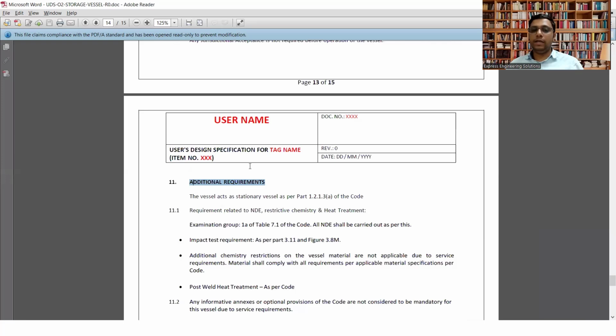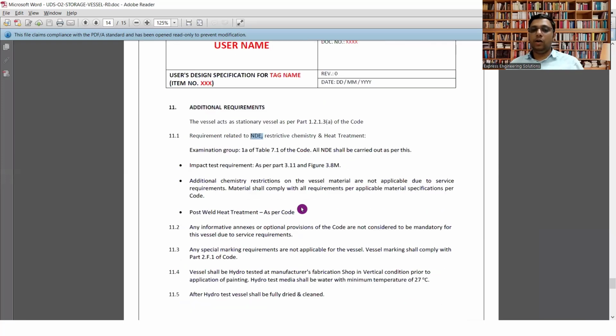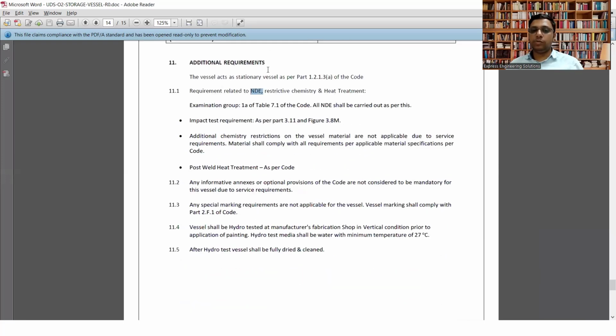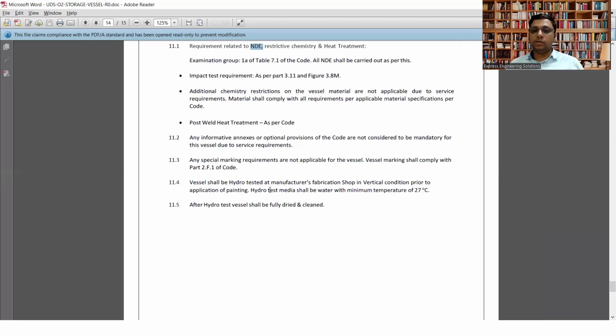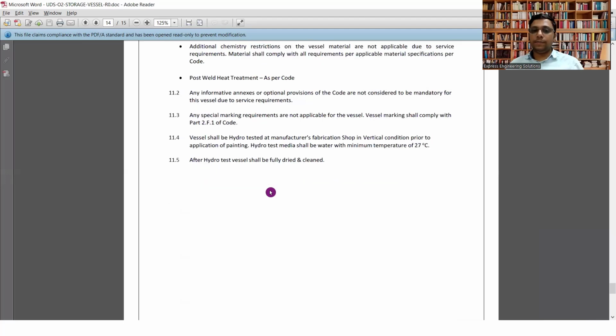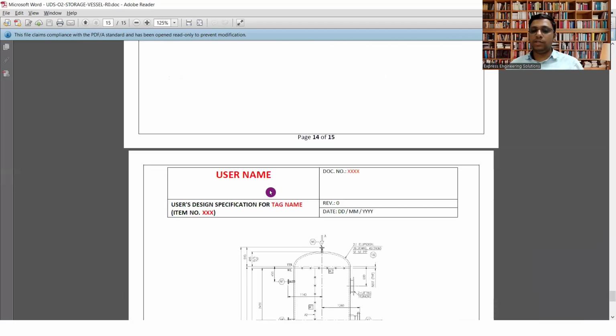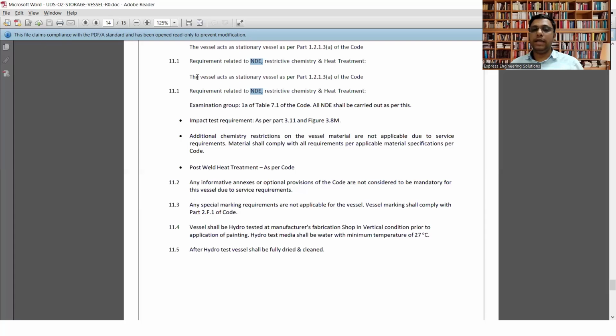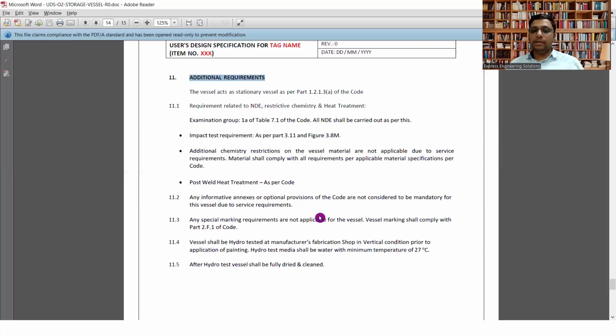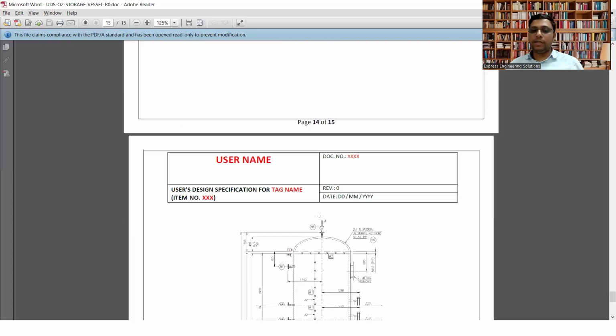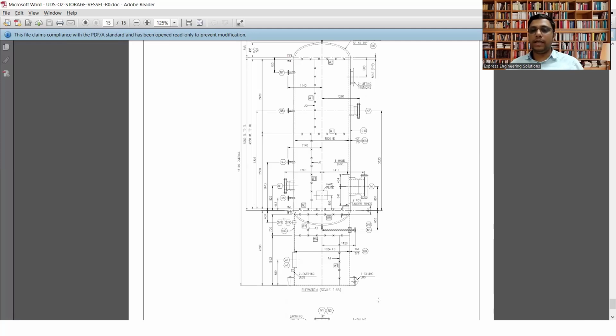If there is any NDE, non-destructive examination, or impact testing requirements, these are to be specified compulsorily. For specific requirements, like hydrogen-induced cracking corrosion, or let's say IGC test, those can be specified under this additional requirement. And then comes the schematic diagram. If it is available, then the customer can provide that as well.